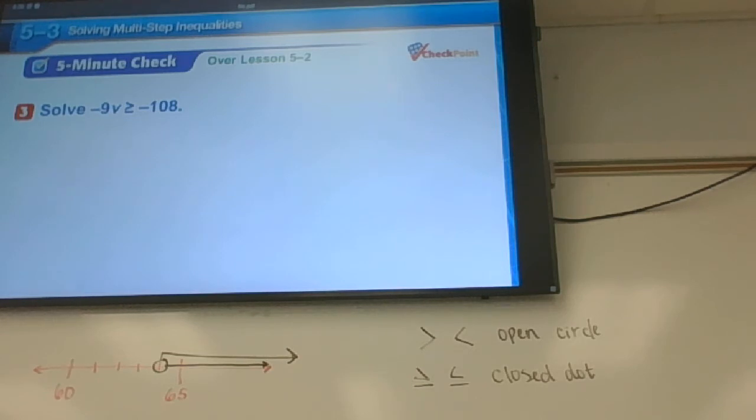Yeah, negative divided by negative. I knew that. I have something about a negative sign.